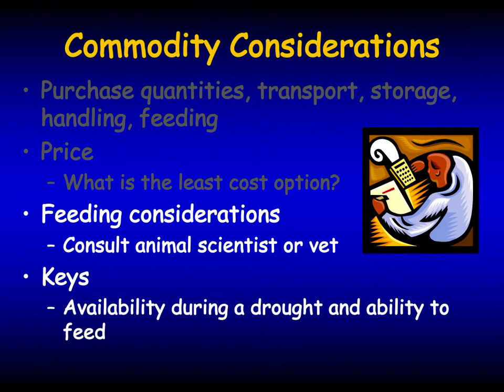And then the key to successfully using them is availability during a drought. So they've got to be available, and you've got to be able to store and feed those commodities.